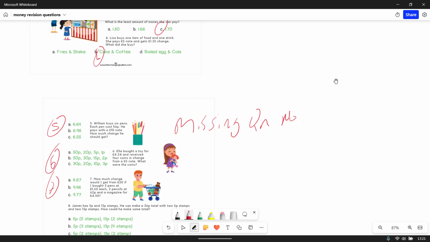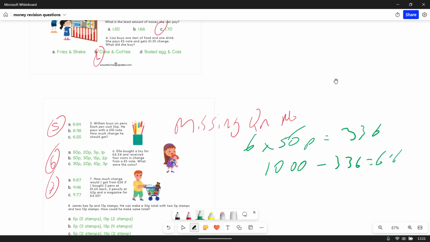Okay, William buys 6 pens. Each pen costs 56p, and he pays with a £10 note. So 6 times 56p is £3.36, and then you do £10 take away 336, which is £6.64. That gives you A.